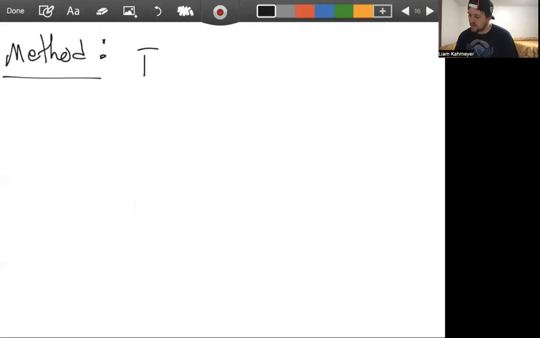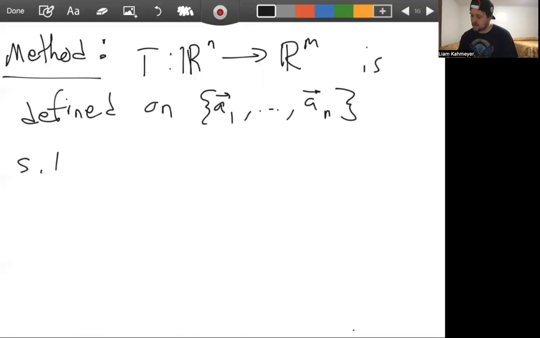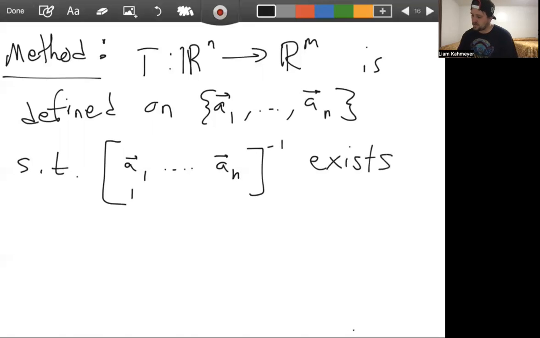Let's suppose T from Rn to Rm is defined on not necessarily the standard basis of Rn, but just some collection of vectors in Rn. Let's say A1 through AN. But we need the restriction that the matrix composed of these column vectors, A1 through AN, has an inverse. Okay, and so these are column vectors.